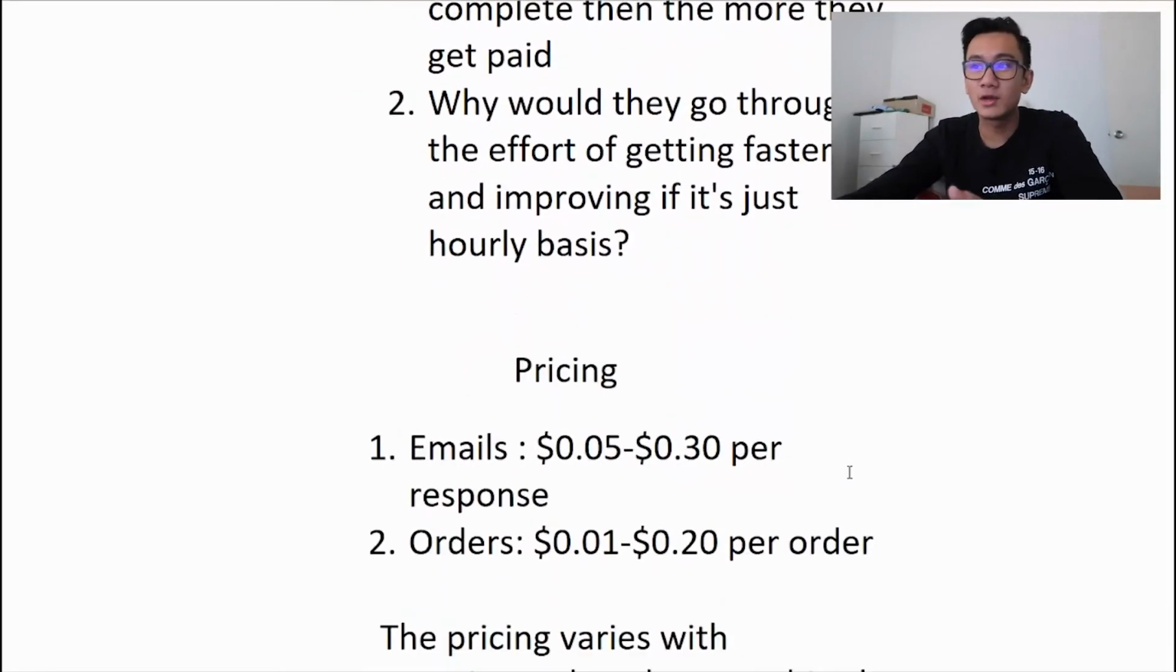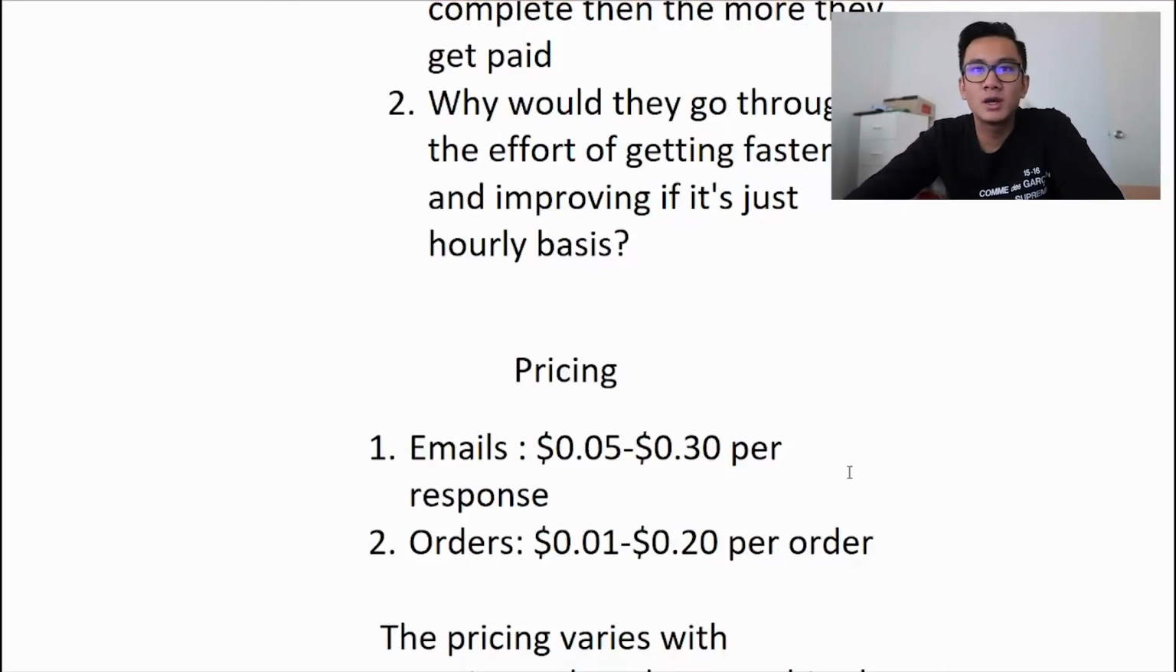Now, pricing, this is another important thing. With emails, you do 5 to 30 cents per response. Orders, you go from 1 cent to 20 cents per order, and that's pretty easy to track. You just go on your email and you see the amount of emails that have been answered for that day. So the emails that have been sent.